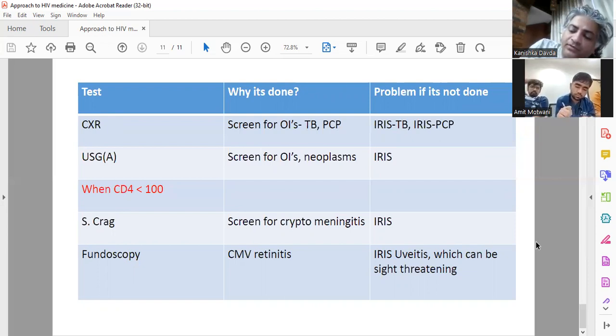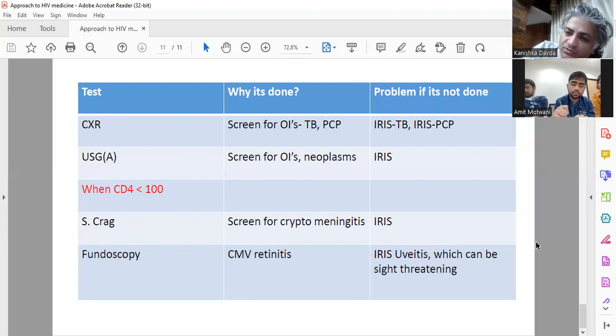Right, fundoscopy for looking for the CMV retinitis, because if it is there, we can treat it. And if we have not looked for it and we start ART, then there can be IRIS uveitis, IRIS CMV retinitis, which can be sight-threatening. So if a patient has come, HIV positive, you've done the CD4, it's come less than 100, don't start ART before you've done a fundoscopy. It is a part of the baseline.